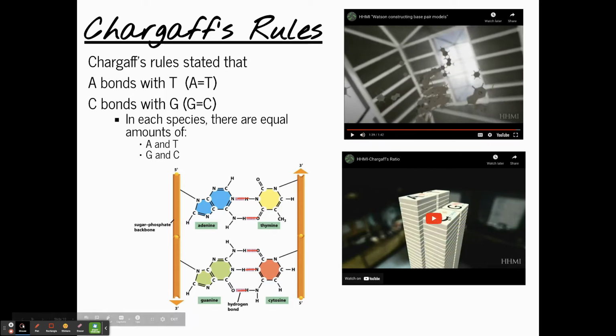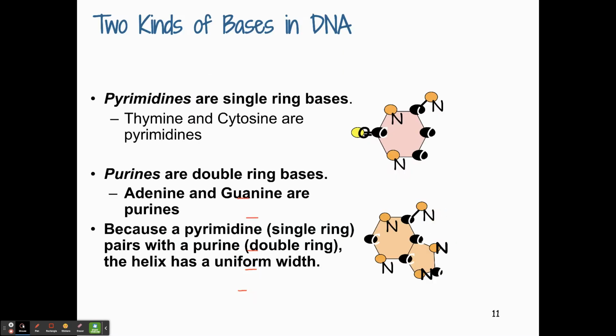All right, let's take a look here at Chargaff's ratios. So as we saw in the brief video, we did see Watson talking about how they visualized and put together the structure of DNA using the base pair rules. Oops, let's go back. Sorry about that.